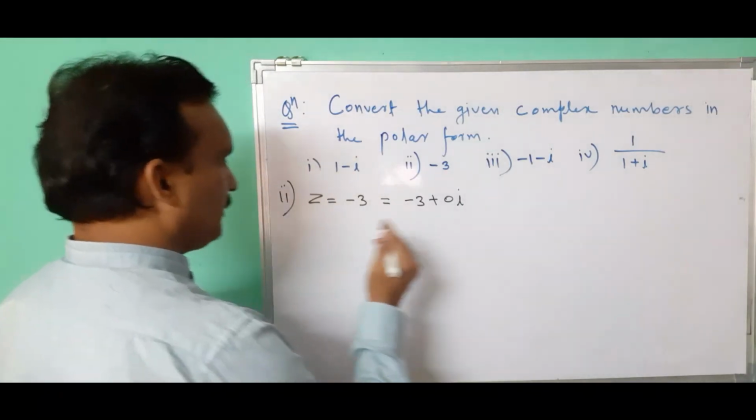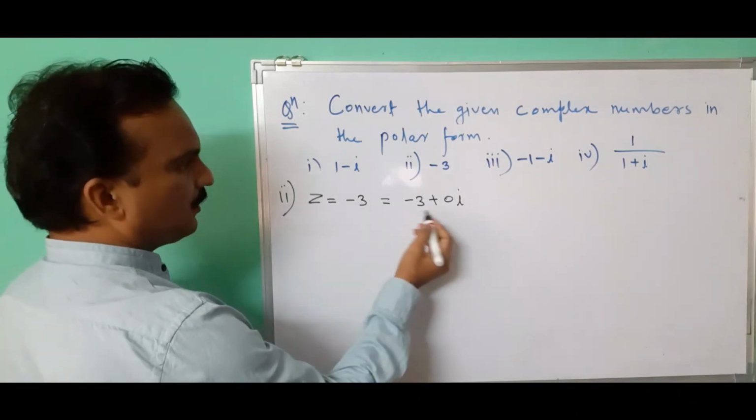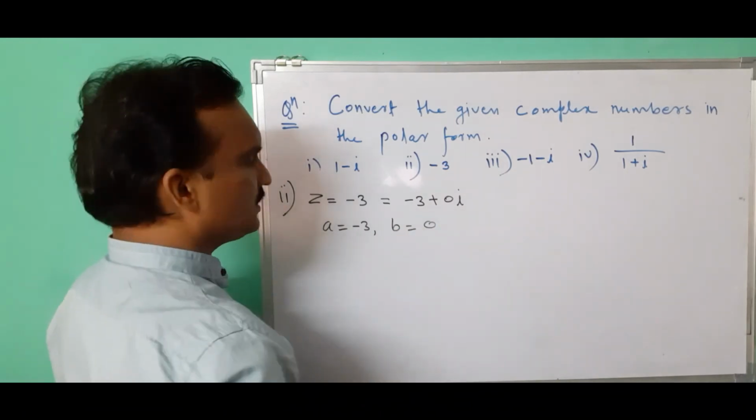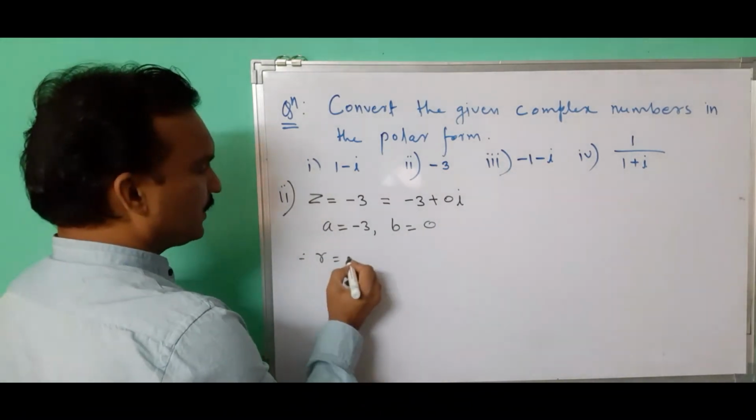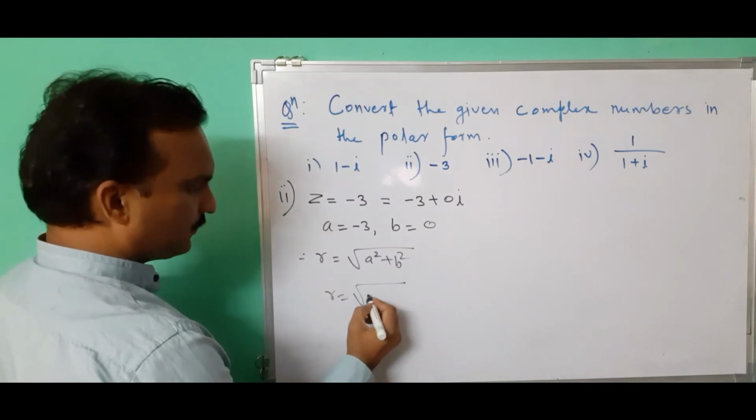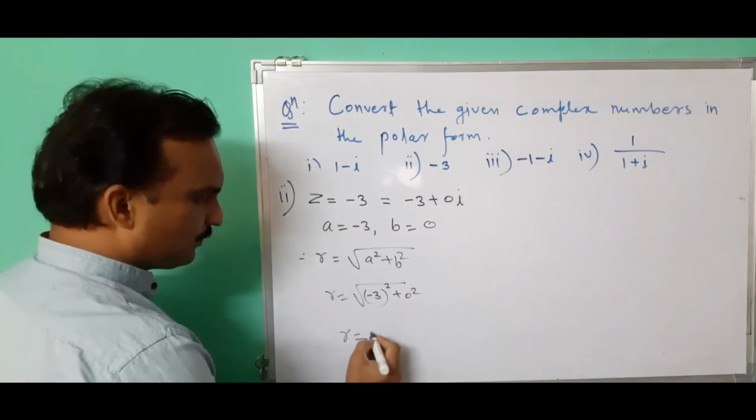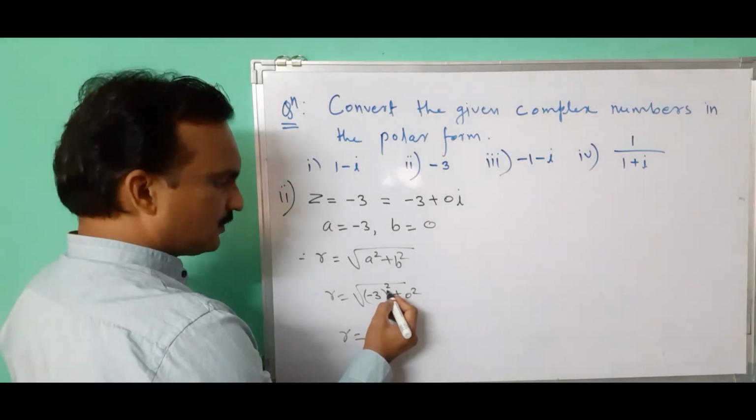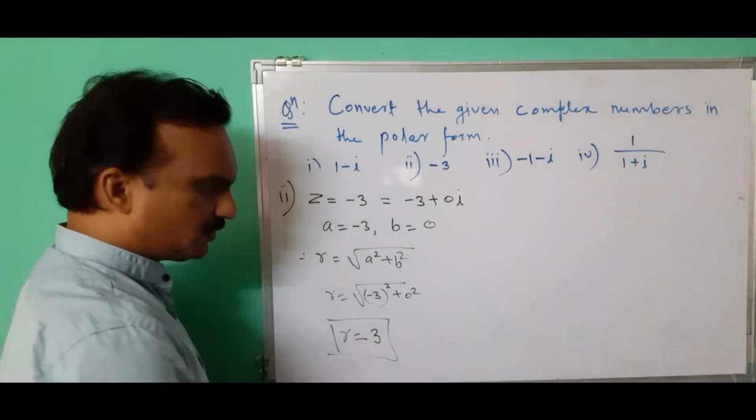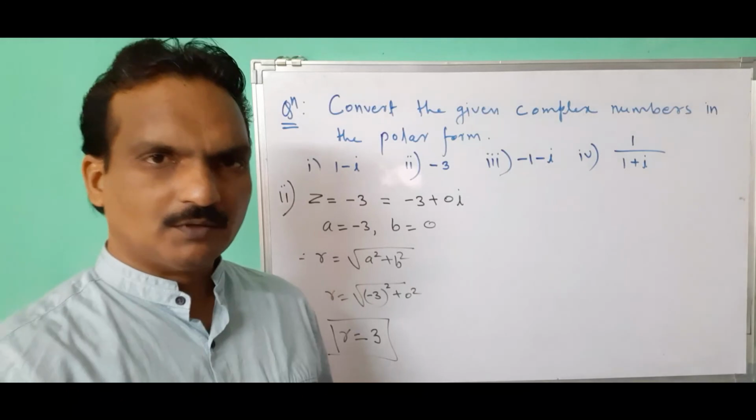In the same way, first of all we will find out the value of r. Now from here you can write a is equal to minus 3 and b is equal to 0. Therefore the value of r is square root of a square plus b square. So r is equal to square root of minus 3 square plus 0 square. Minus 3 square is 9, 9 plus 0 is 9. Square root of 9 is 3. So the value of r is 3.